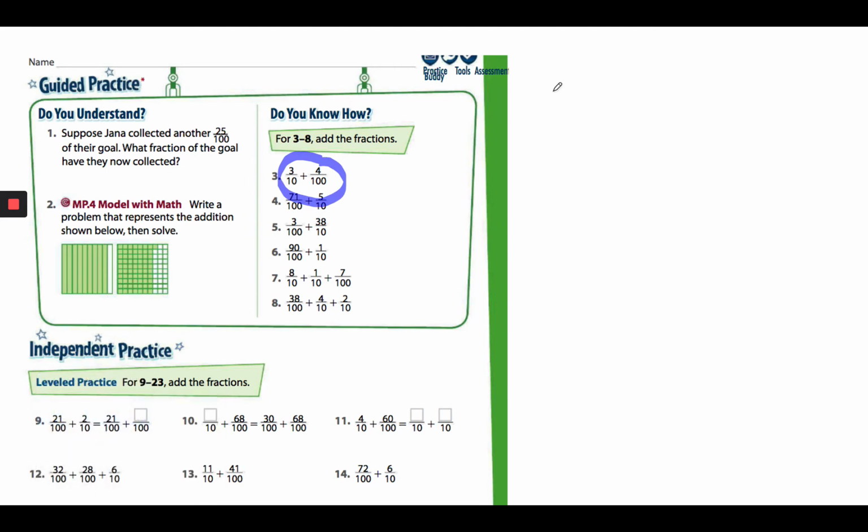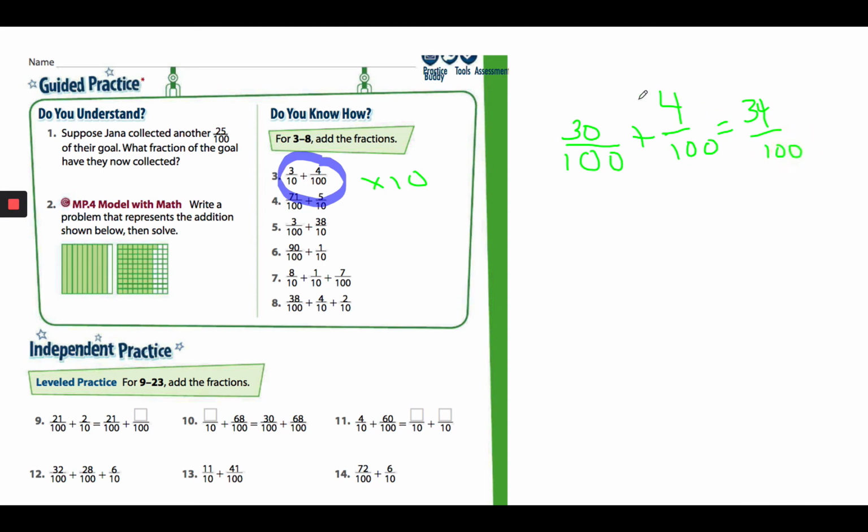Okay, and so if I've got 3/10ths plus 4/100ths, I'm going to change my denominator to 100 because that is way easier. I'm going to have to change the 3/10ths to 100. So how do I get from 10 to 100? Well, times 10. So if I times 10 times 10 to get 100, then I have to times 3 times 10, which is going to give me 30. And this gives me 34 hundredths.